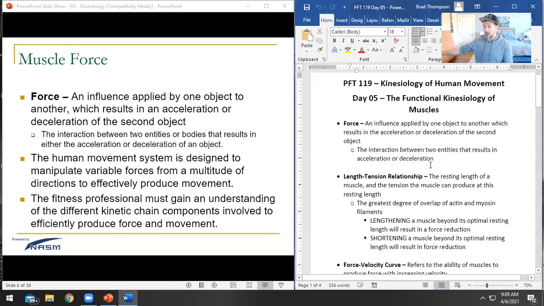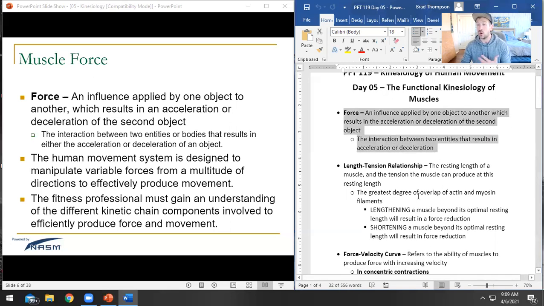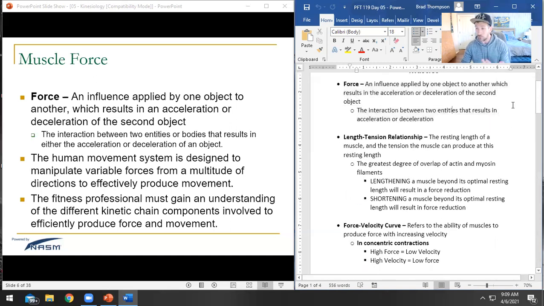So if I am producing force, I would be overcoming something. And if I were reducing force, I'd be letting that something overcome me. So force is what we're talking about. We say high force, high velocity. Force is the amount of newtons applied to something. If we look at how much tension you're generating in your muscles, that's your force. And then we know velocity is how quickly something happens.